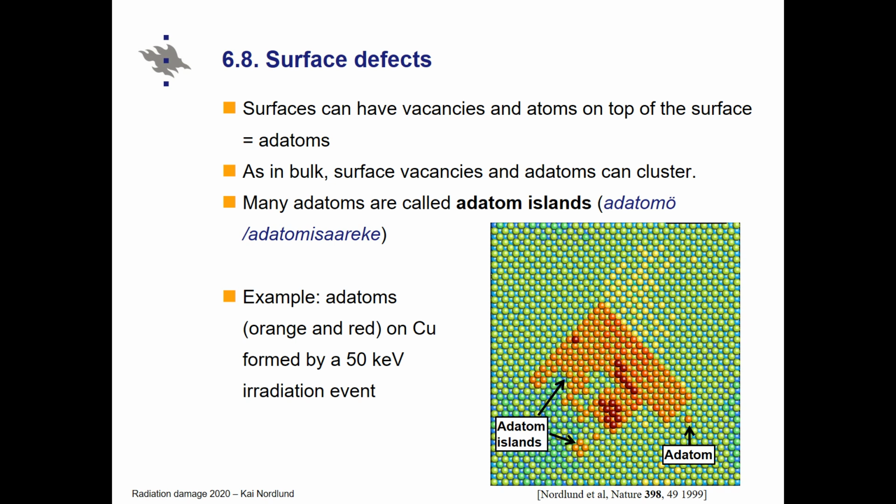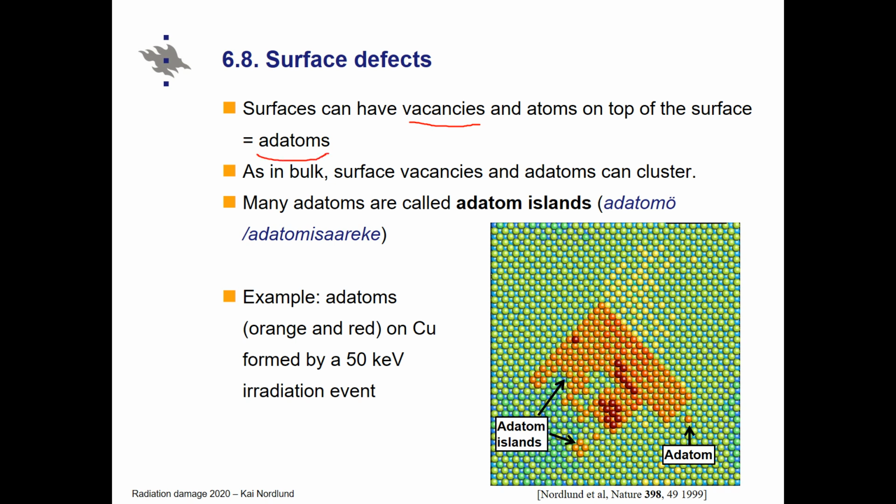Then we'll still discuss surface defects. First of all, a surface itself can be considered a defect because it breaks the crystal structure of the macroscopic bulk crystal. But if you have a perfect crystal, on top of it you can have different kinds of defects. What you can have is a surface vacancy, which simply means that you pluck out an atom from the surface, but you can also have atoms on top of the surface, which is pretty obvious, and this is known as an adatom.